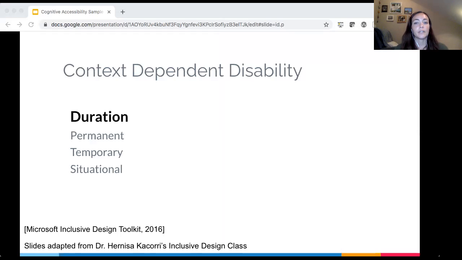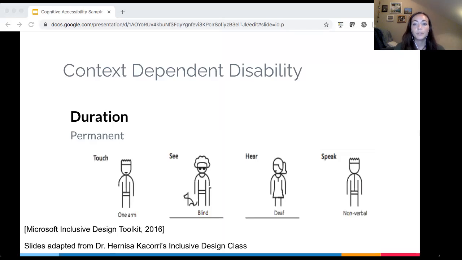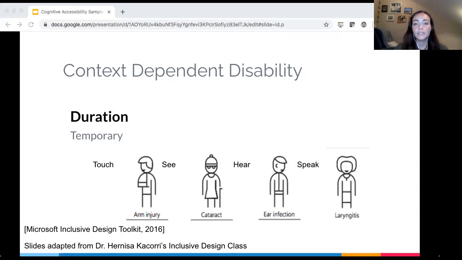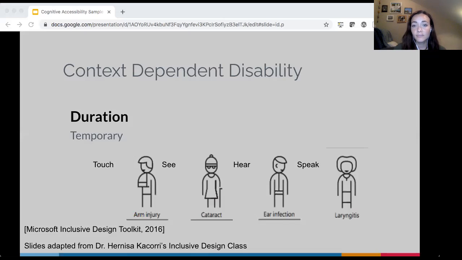One helpful way to identify different environmental factors that lead to disability is to think about the duration of time someone has a disability. So this could be permanent, temporary, or situational. For example, permanent disabilities can include someone who lost an arm, someone who's blind, someone who's deaf or nonverbal. Disabilities can also be temporary though, such as someone who breaks their arm and is in a sling, or someone who has cataracts or an ear infection or even laryngitis.